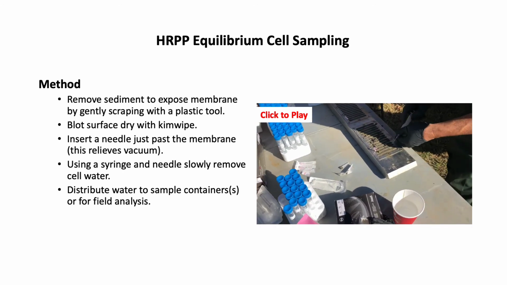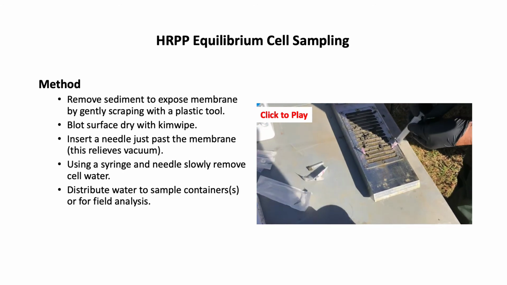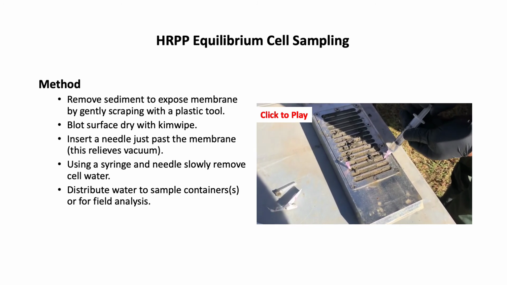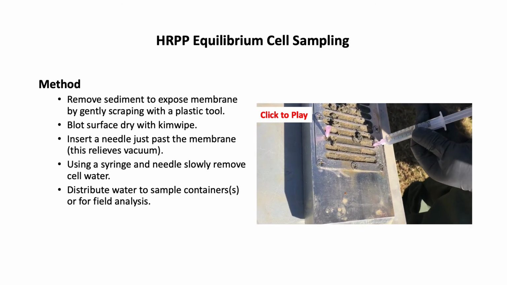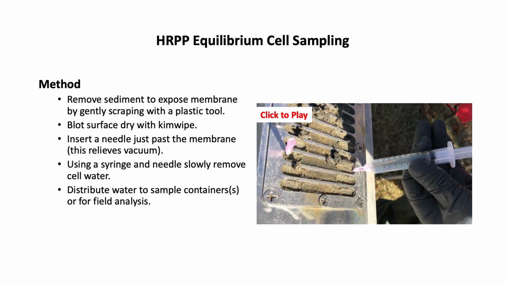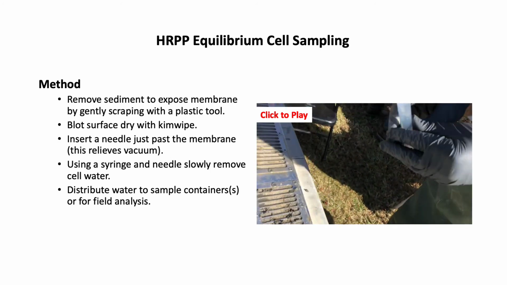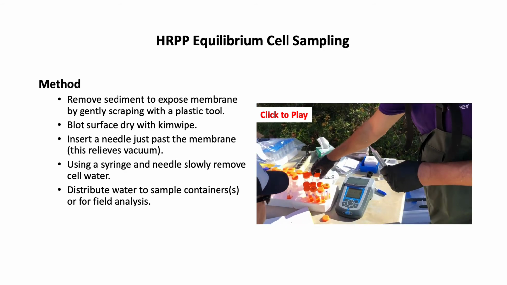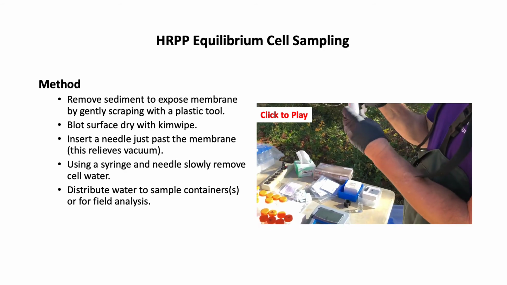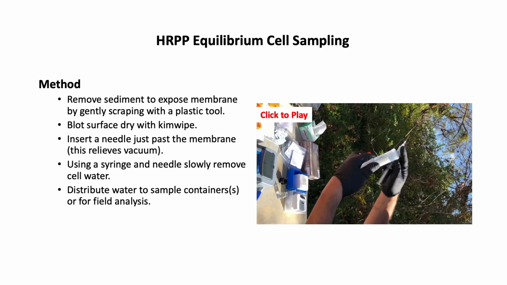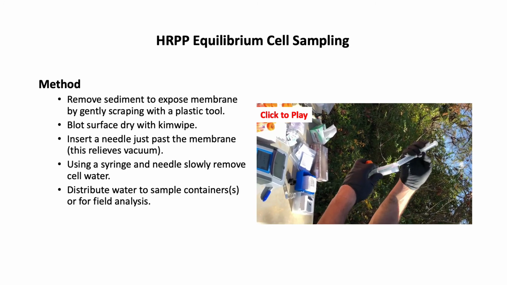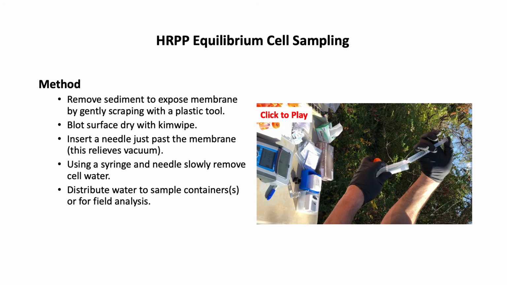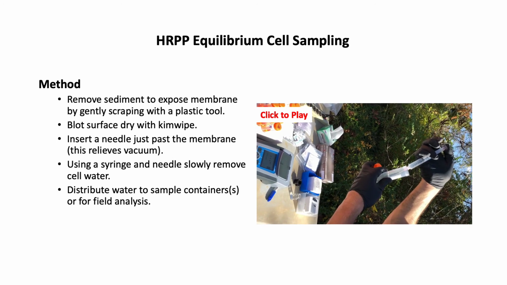So a little bit more detail on how the different types of cells are sampled. The first step is to remove the excess sediment over the membrane, usually by scraping with a plastic tool. And so each cell, the sediment is removed right before it is sampled. And again, this protects the cell, mitigates the transfer of oxygen, reduces the changes in the pore water during sampling.